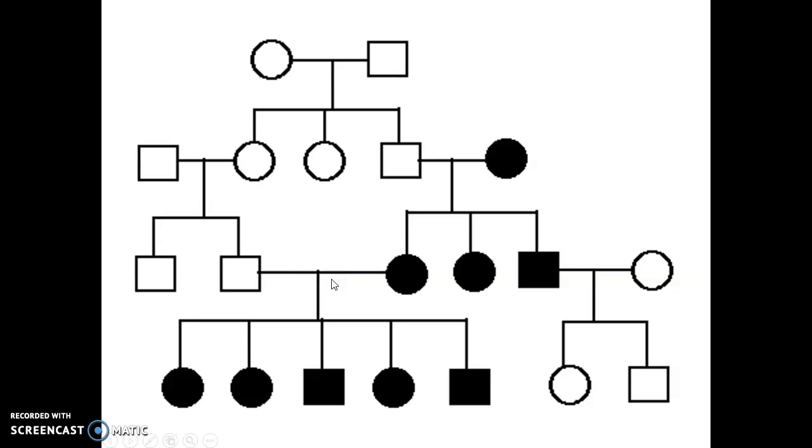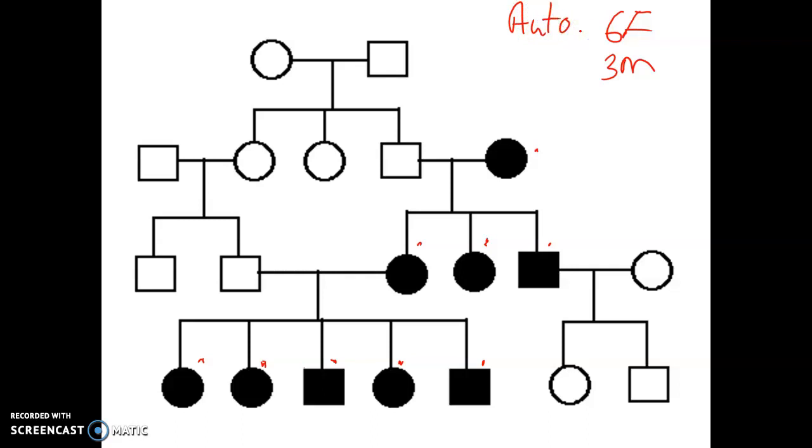And let's do one last one together here. So let's figure out, is it autosomal or sex-linked? I have 1, 2, 3, 4, 5, 6 females affected. And then I have just 1, 2, 3 males affected. So there's more females than males affected. That makes this an autosomal trait.